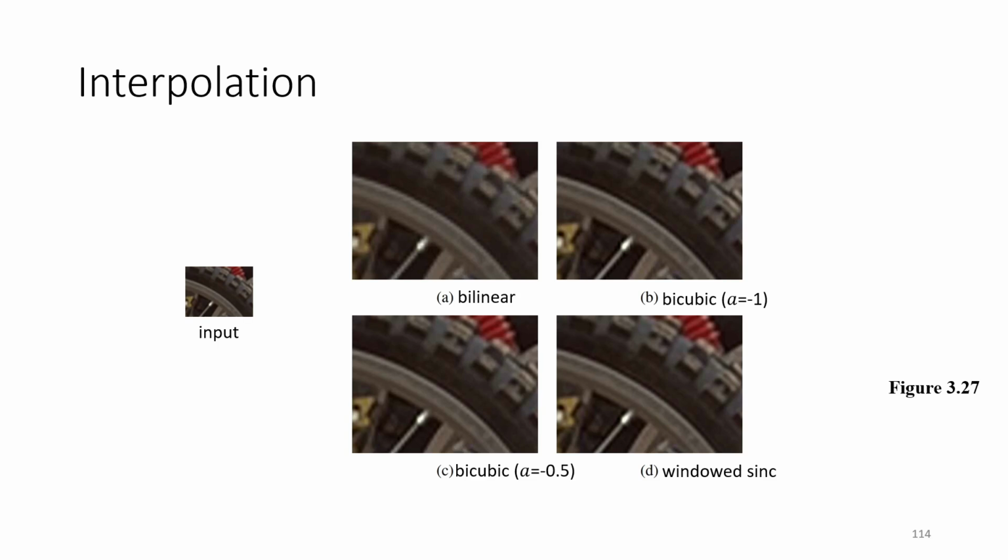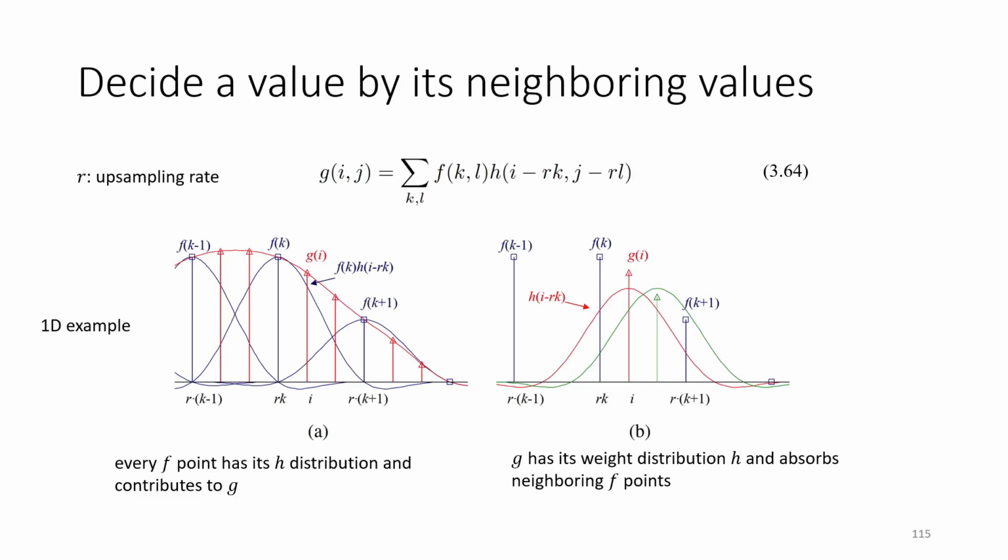And then if we want an image with a high resolution, interpolation means we generate pixels from its neighboring pixels. There are several different ways: bilinear, bicubic, and window size. And the basic concept of interpolation is like this one. In our textbook, it is formulated as this one.